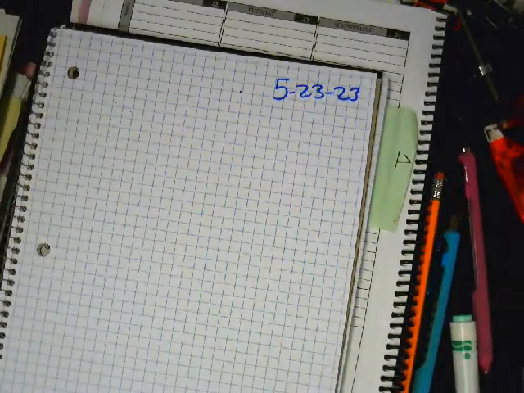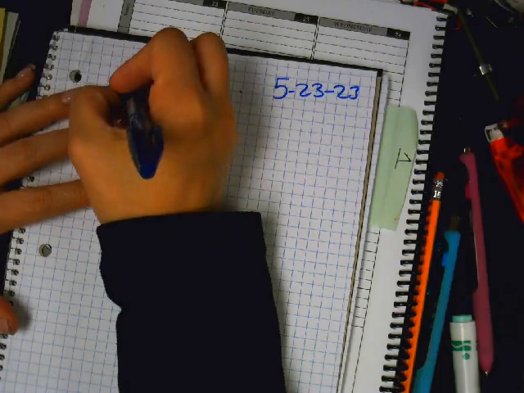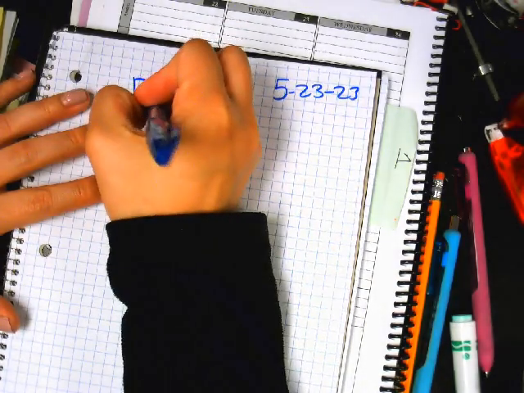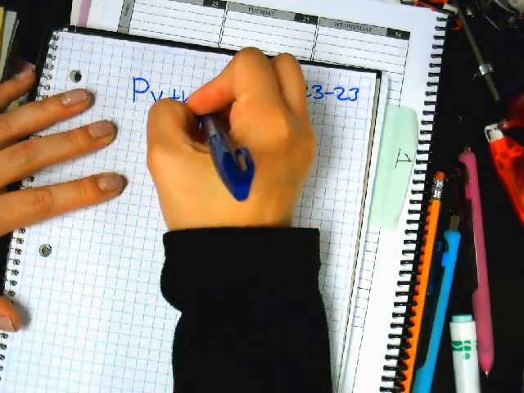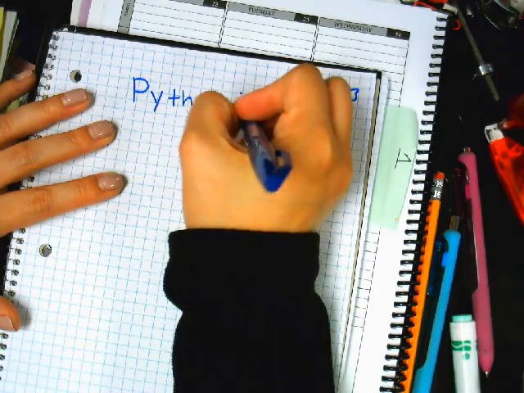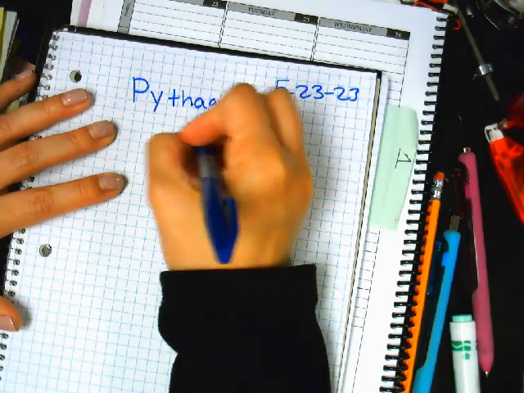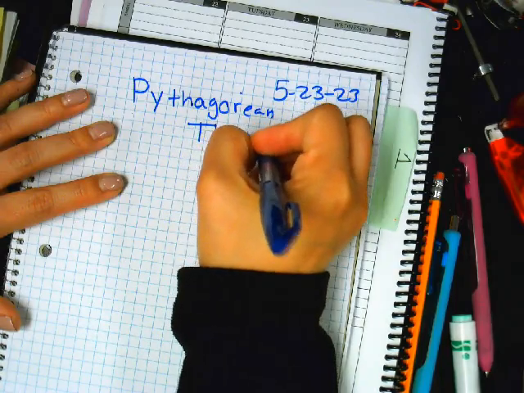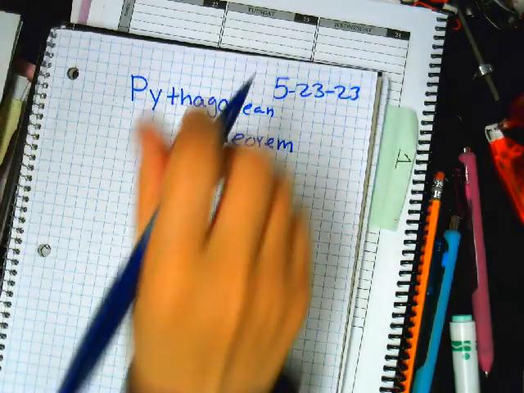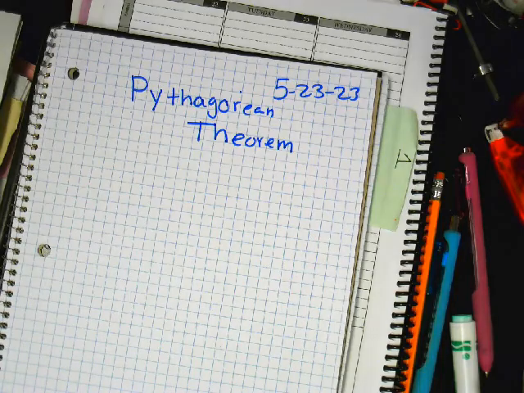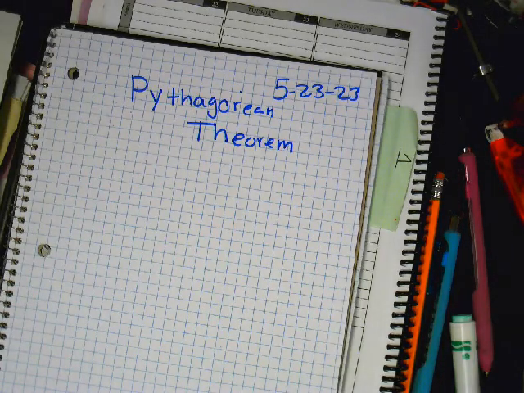All right. We're going to start learning about the Pythagorean theorem. The Pythagorean theorem was developed by Pythagoras, the Greek mathematician, hundreds of years ago.